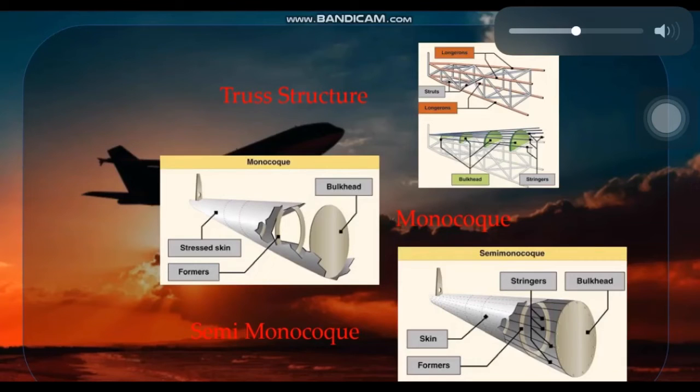The last one is semi-monocoque. Semi-monocoque, meaning partial or one-half, uses a substructure to which the airplane skin is attached. The substructure, which consists of bulkheads and/or formers of various sizes and stringers, reinforces the stressed skin by taking some of the bending stress from the fuselage.